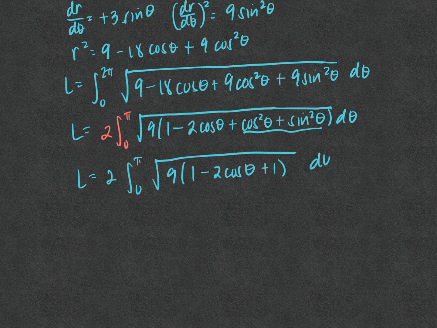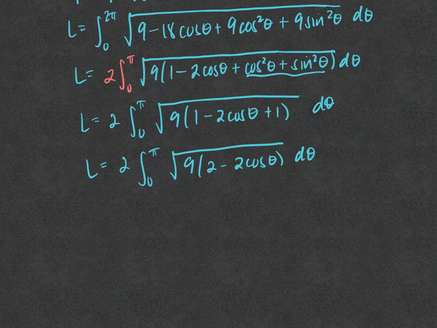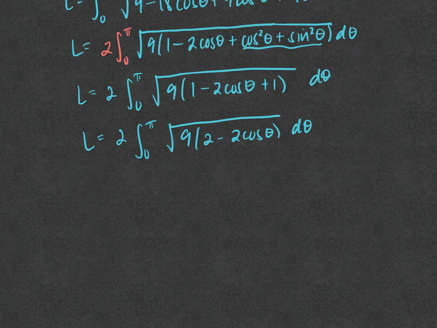I have to go back to the pencil for that to work. So we have L equals 2, the integral from 0 to pi, the square root of 9, parentheses, 1 plus 1 makes 2, minus 2 cosine theta, d theta. All right, let's factor a 2 out of that. So L equals 2, the integral from 0 to pi, the square root of 9 times 2 is 18, parentheses, 1 minus cosine theta, d theta. We don't have to write that extra 1.